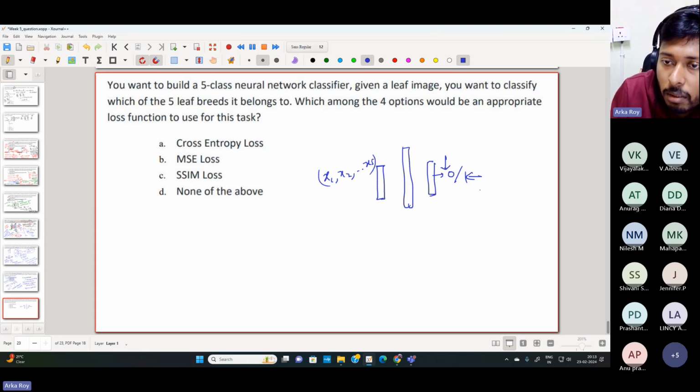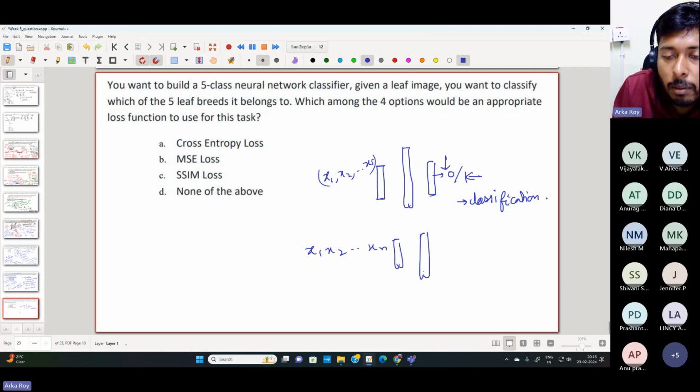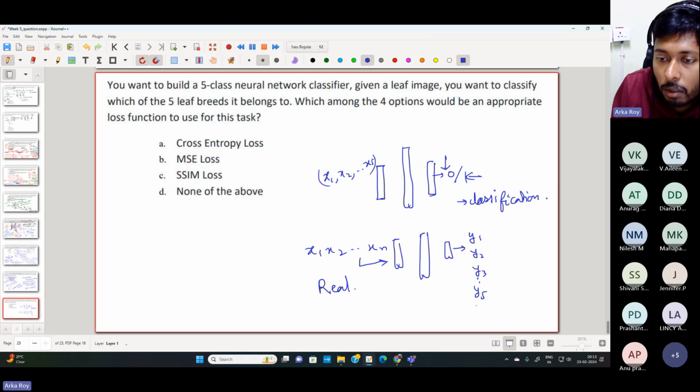So this problem is called classification. In case of regression, you have x1, x2, dot xn, and you have an input layer, a hidden layer, and subsequent to that, an output layer. Given this x1, x2, xn, let's say you want to generate some real numbers, let's say y1, y2, y3, y5. So given real values, you need to generate real values itself. This is called a regression problem.